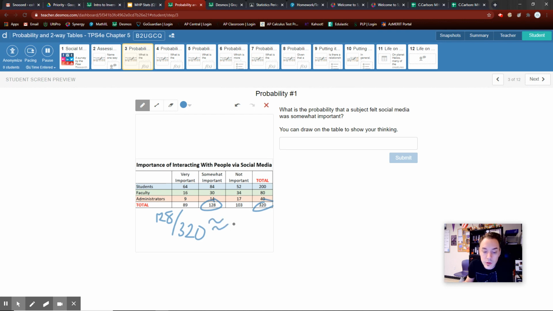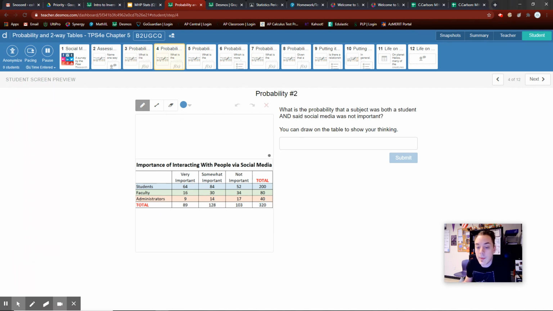Of course, this will reduce down to some number, and you'll figure out that number, okay? I'm not going to figure out that number for you, but that is the fraction, all right? What is the probability that the subject felt social media was somewhat important? So that we're going to take the total all over the total.